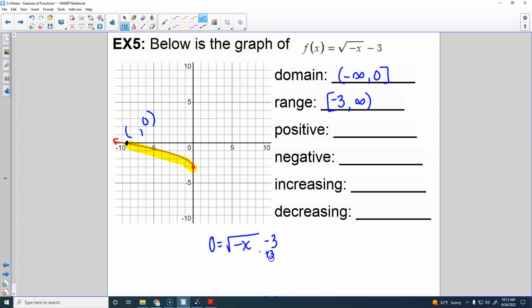So if I add that 3 over here, 3 would equal the square root of negative x. What do I do to get rid of that square root? Square. So 9 equals negative x. Divide off that negative 1. Negative 9 equals x. I think this graph is very misleading because it does not look like it is at 9. But it should be.